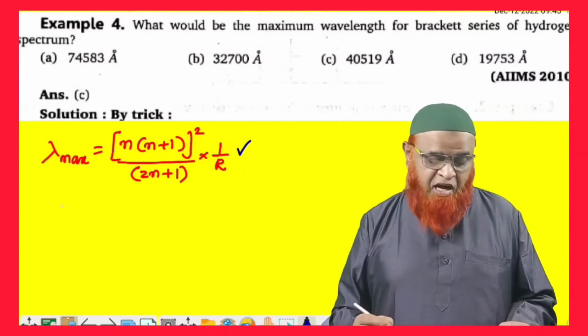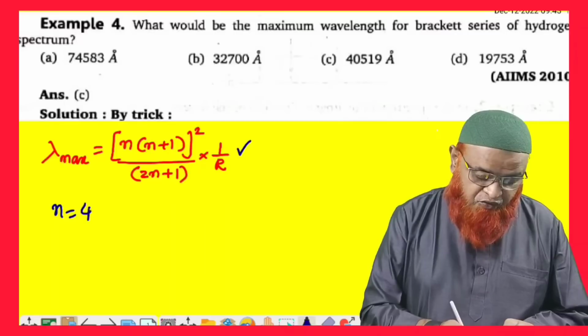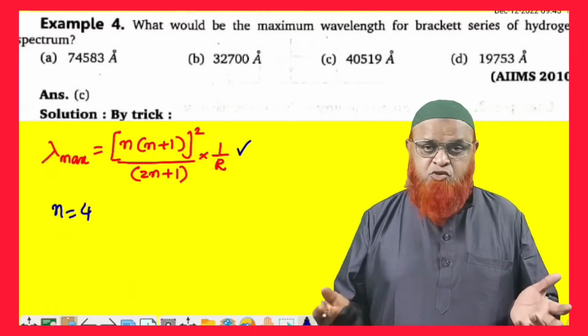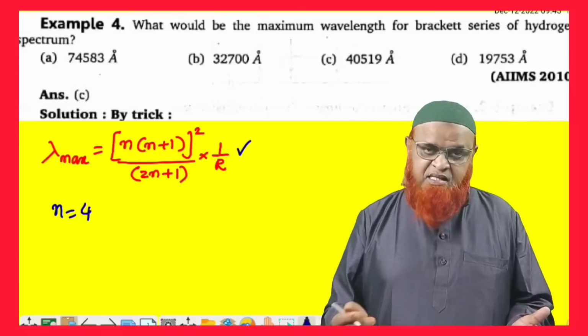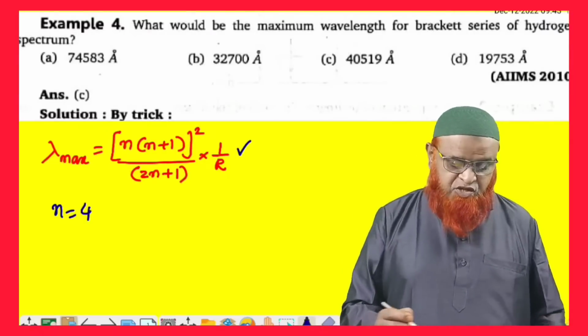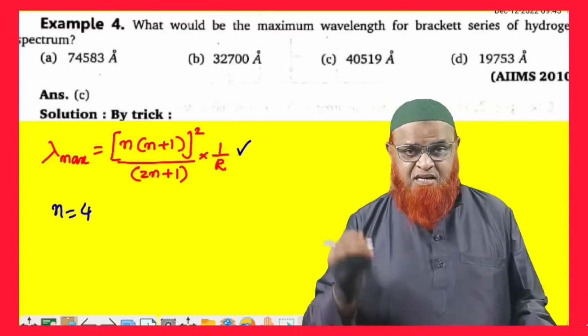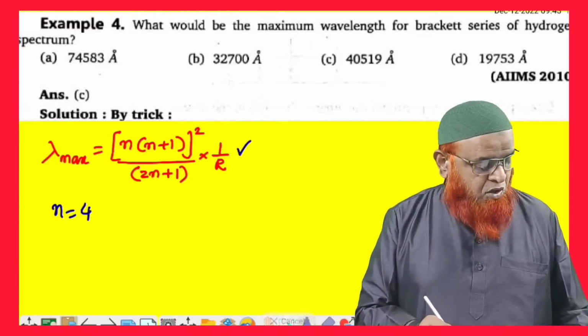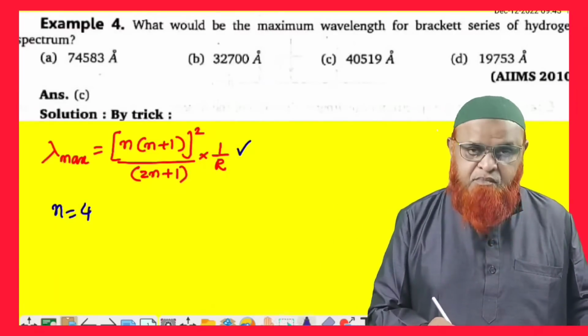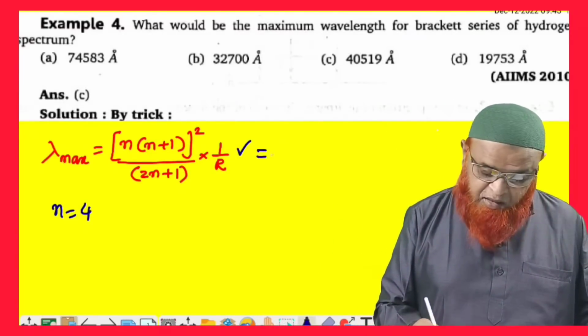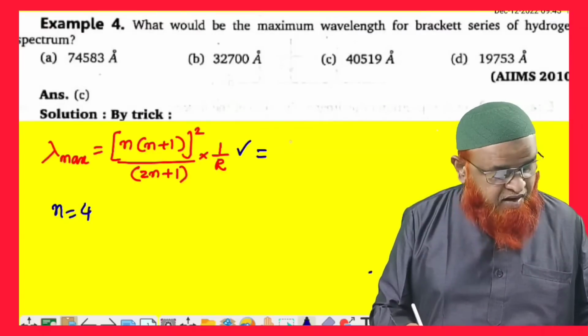By using this shortcut formula and substituting the value of n equal to 4 here, if you substitute the value of n equal to 4 for Brackett series, then you will get an equation like this here, which you can substitute and get the answer in a simple shortcut way. So what are you going to write now? You can substitute the value of n equal to 4 and write here directly.